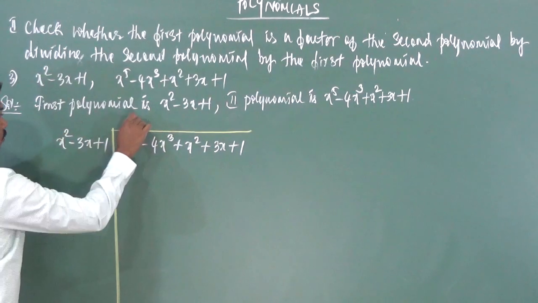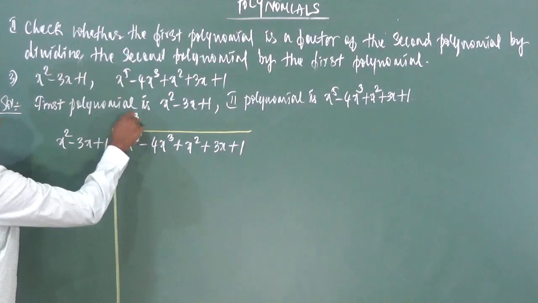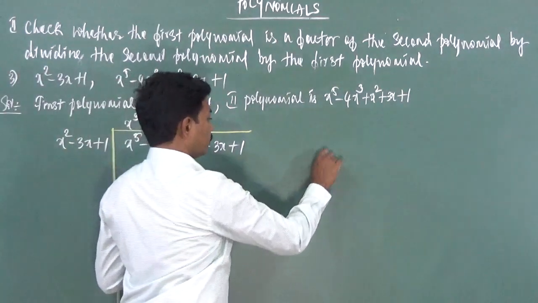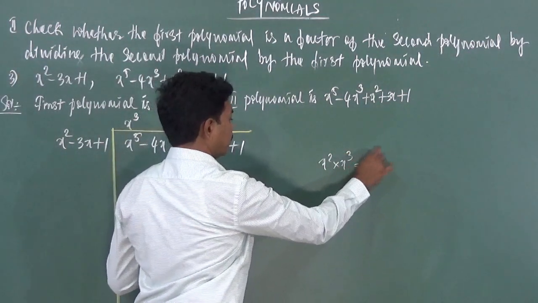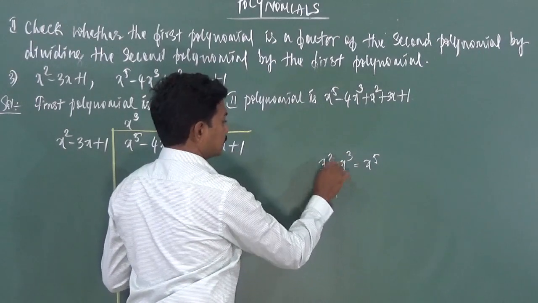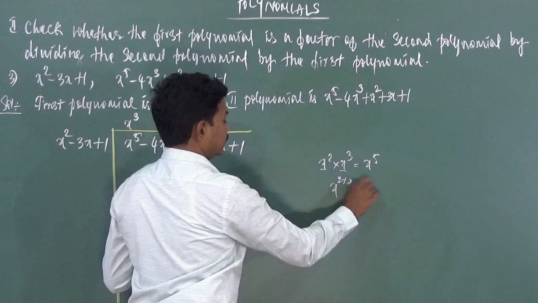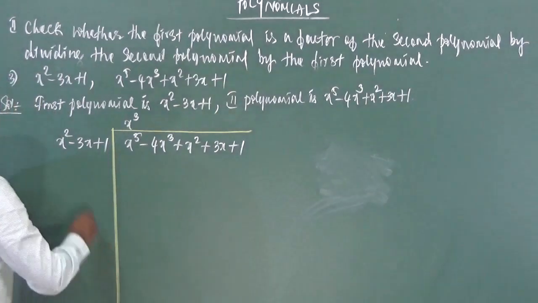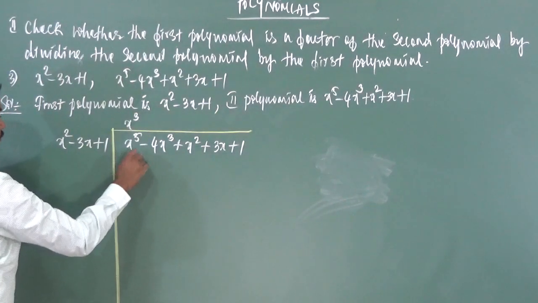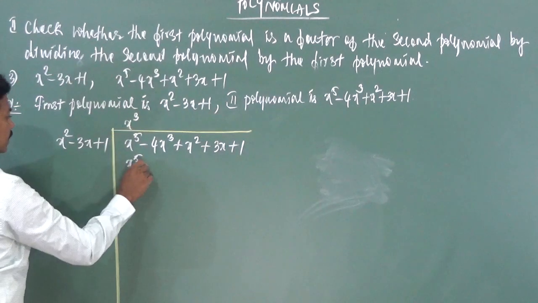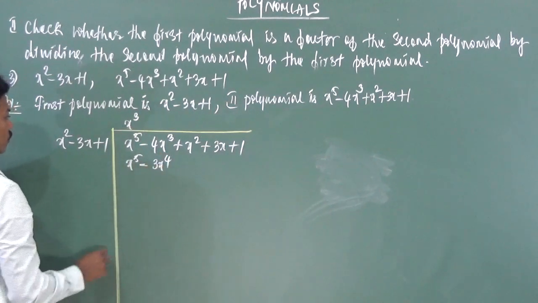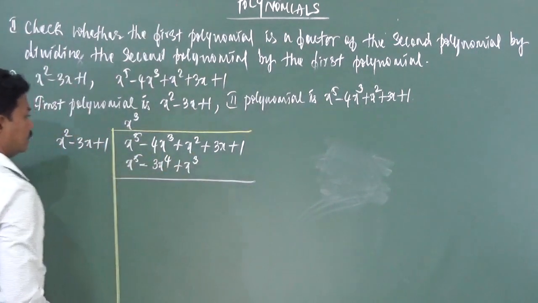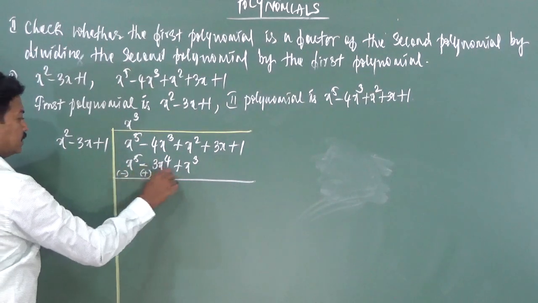Now x square into what gives you x to the power 5? So it is x cube. X square into x cube is x to the power 5, because when the bases are same, powers can be added. That is 2 plus 3, so that becomes x to the power 5. So this is how you have to imagine. Okay, x square into x cube is x to the power 5, minus 3x into x cube is minus 3x to the power 4, plus 1 into x cube is plus x cube. So we will start the process. It's minus, it's plus, and it's minus.